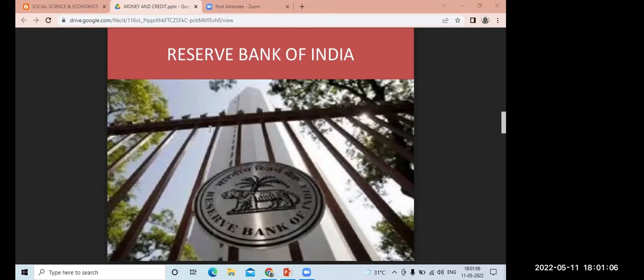There are some restrictions on the amount that can be withdrawn and the number of times that you can withdraw in savings bank account. But no such restrictions in current account. N number of times you can withdraw. Any amount you can withdraw.